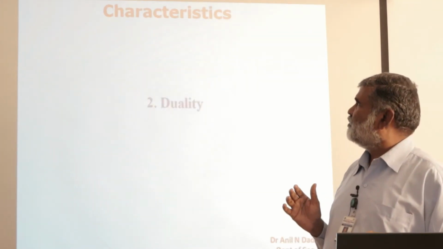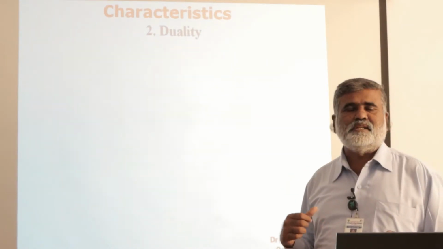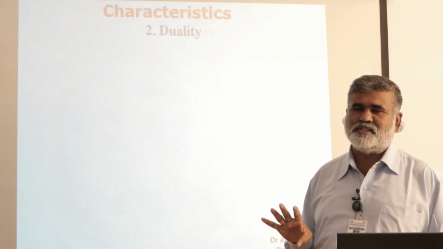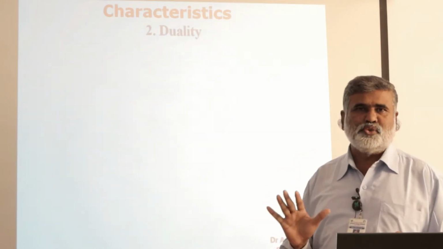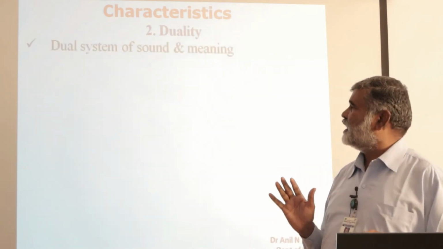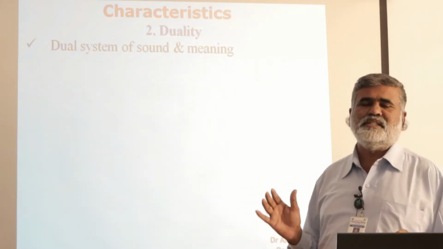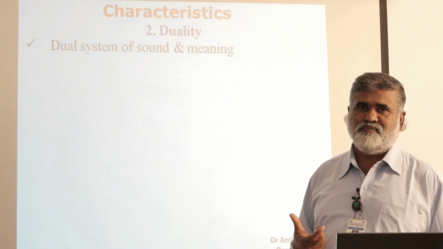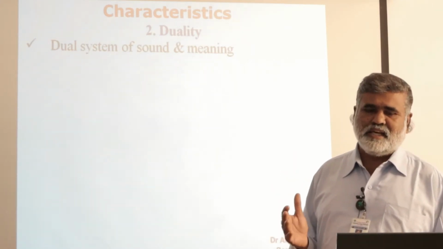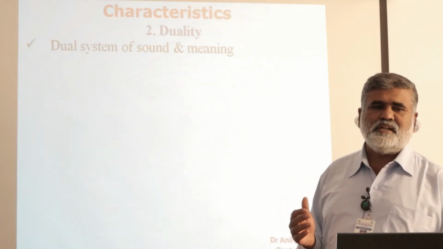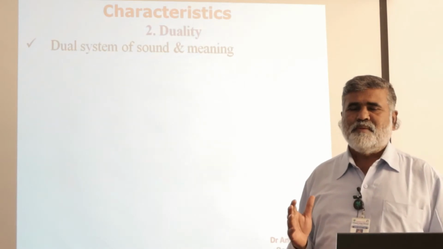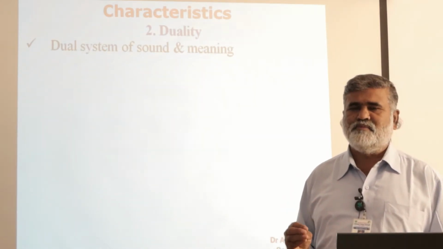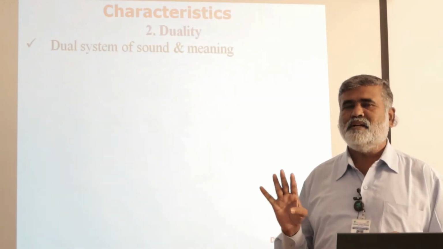Now we turn to another characteristic, that is duality. The word itself indicates dual. Dual means two things together, and here we have to consider that language functions at two levels. Whatever the levels are, language has a dual system of what? Sound and meaning.